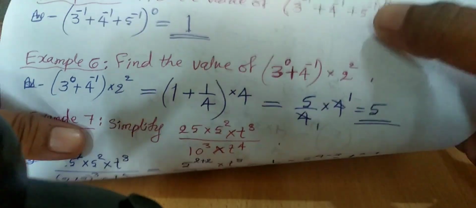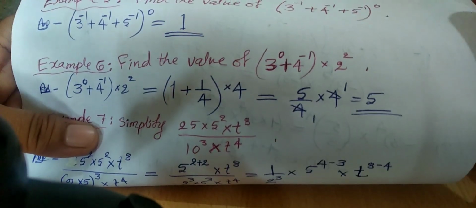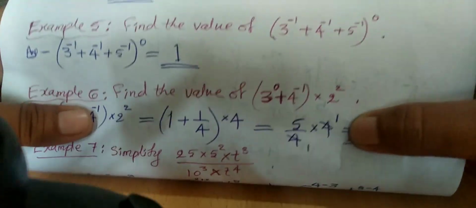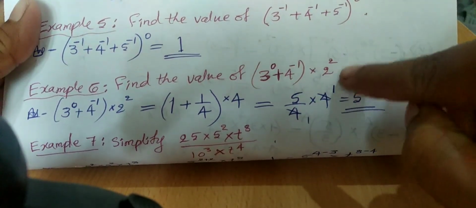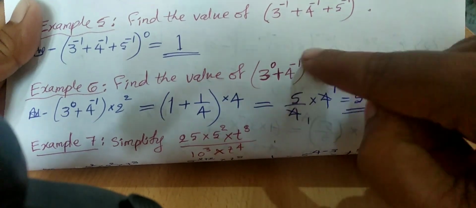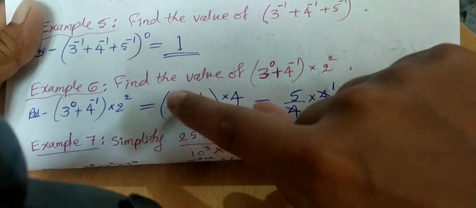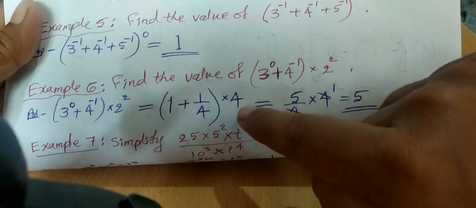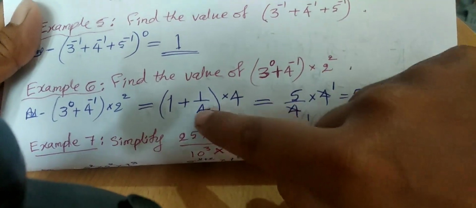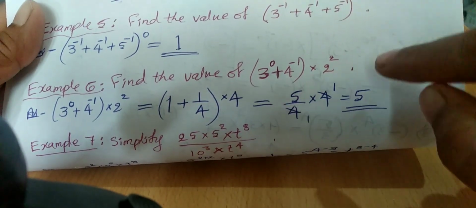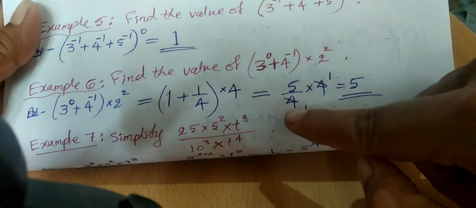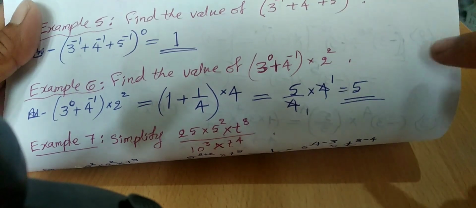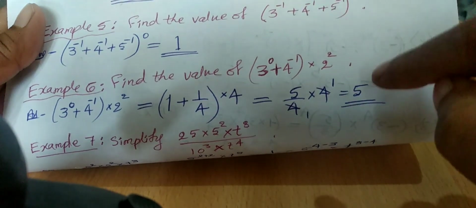See the next problem. Find the value of 3 to the power 0 plus 4 to the power minus 1, into 2 square. 4 to the power minus 1 is 1 by 4. 1 plus 1 by 4, into 4. That is 1 plus 1 by 4 is 5 by 4. So into 4, outside it is multiplying. So 4 ones are 4 ones. If you cancel it out, it is 5.